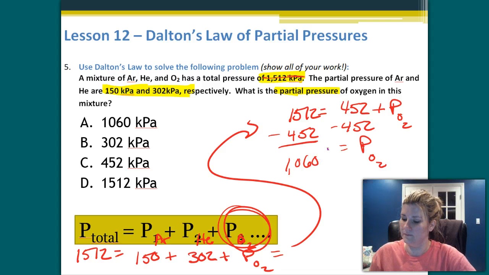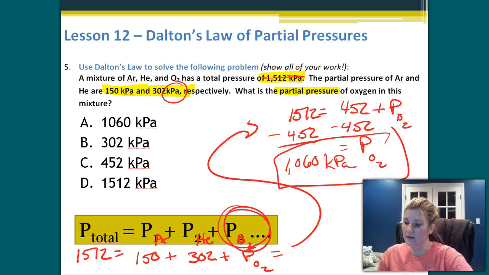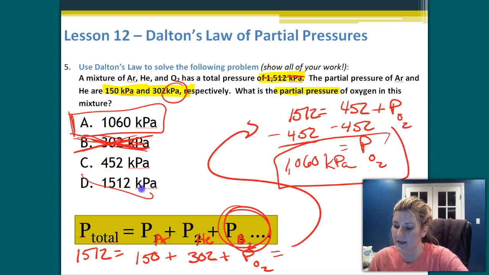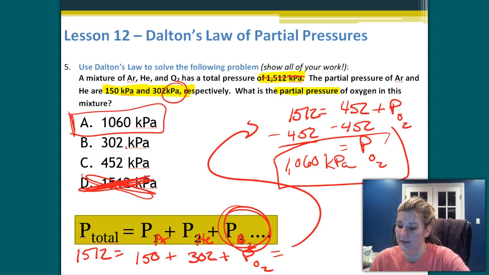1060. Pressure, we have to check our units, kilopascals. Okay, that's what we got mathematically. Does it make sense? Well, 302 is a partial pressure, so that can't be, well, it can be, but it's not the partial pressure of oxygen. I guess right here you have to solve. It can't be D, because that's the total pressure. That's really the one you want to rule out. It can be the other two. You have to just calculate it.